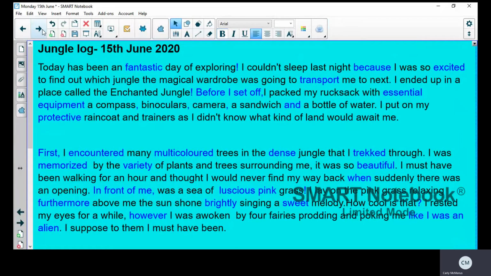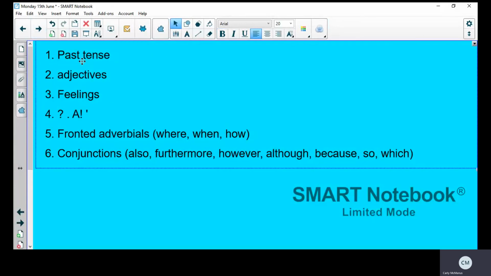Now these are some of your WILFs that need to be included in it. I will put this on Purple Mash, so you need to make sure that you're including these WILFs. It needs to be in past tense because it's already happened. I want to see some adjectives in there. I would like you to tell me how you're feeling at different points of your diary. I'd like you to try and use a range of punctuation, so full stops, capital letters, a question mark, exclamation mark, and apostrophe. I want some fronted adverbials.